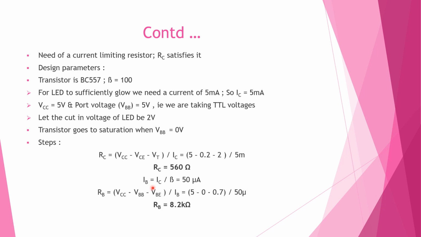So again, IB we can find IC by beta, that is 515 microampere. So RB equal to 5 minus 0, that is VB, that is when VBB is equal to 0, that is the on condition here. VCC minus 0 minus 0.7 by 550 micro, that will be RB is equal to 8.2 kilo ohm.